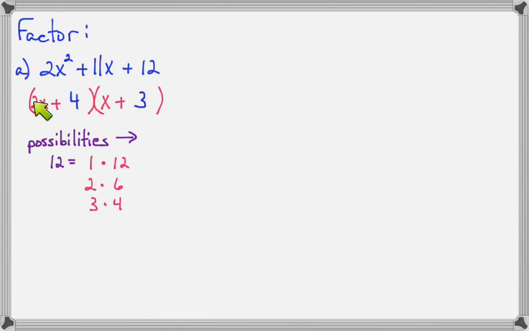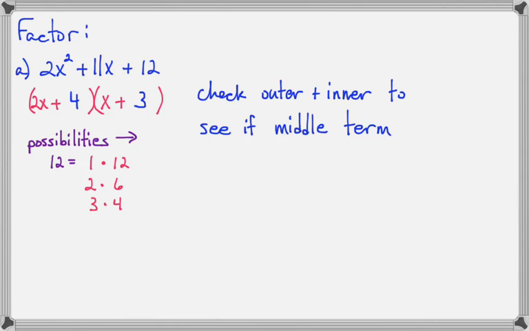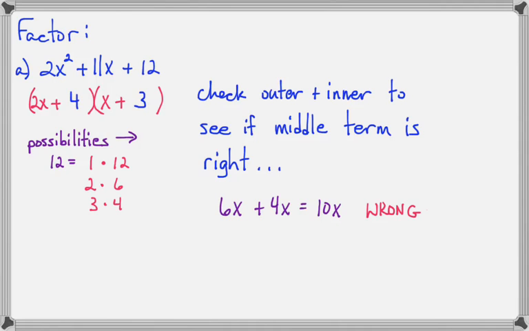Outer times outer is 6x. Inner times inner is 4x. Together that adds up to 10x. But 10x is not what I wanted. I needed 11x. So this is not the correct arrangement. If I switch the 3 and the 4, like this, then I can try outer and inner again.